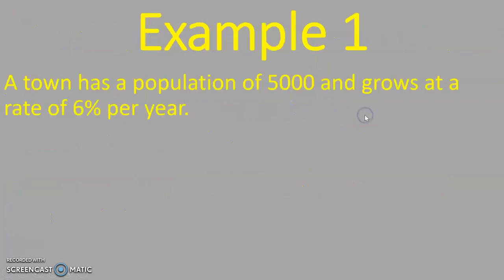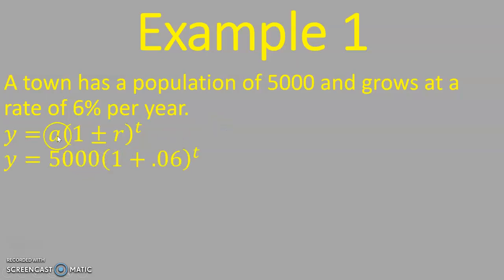For our first example, we have a town that has a population of 5,000 and grows at a rate of 6% per year. So again, we have this template. Our initial amount here is 5,000. And notice here we are adding. You can't do both. You have to make a choice based on the context of the problem. And you're growing here, so you're going to add 6%. That's 0.06. Because remember, 6% literally means 6 divided by 100.